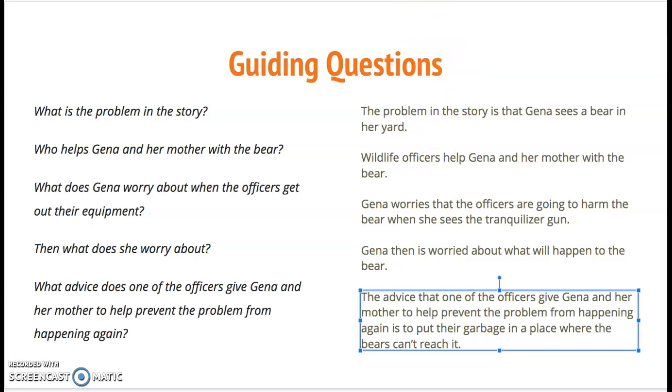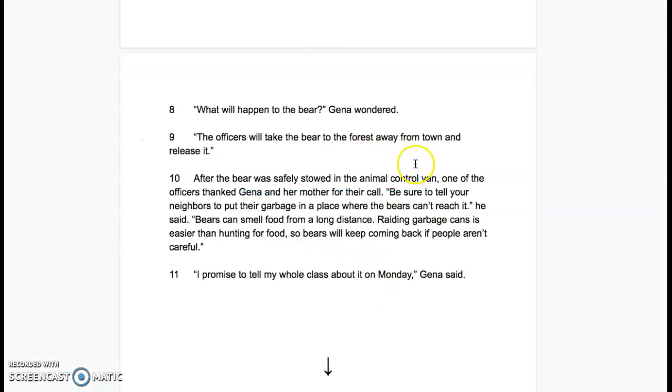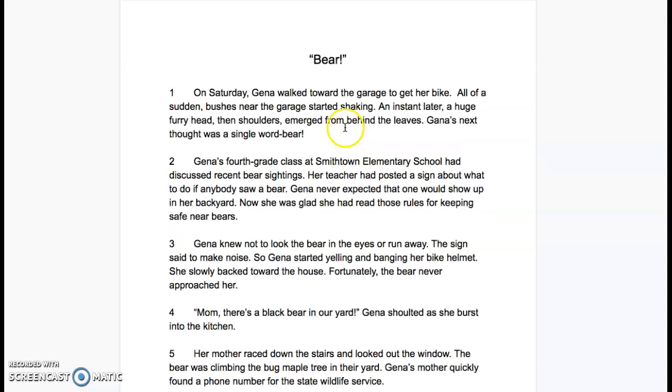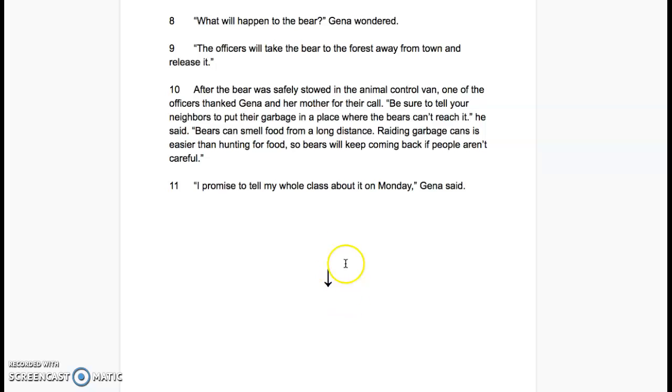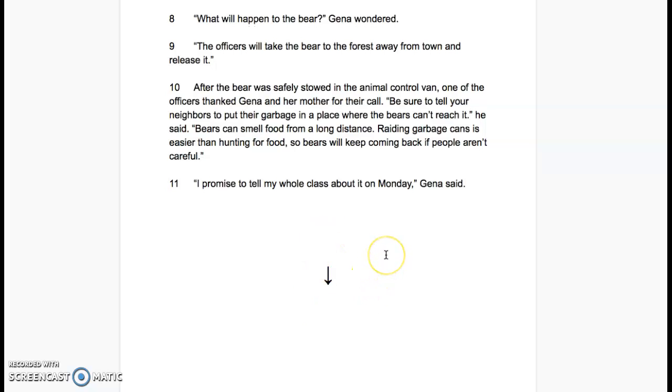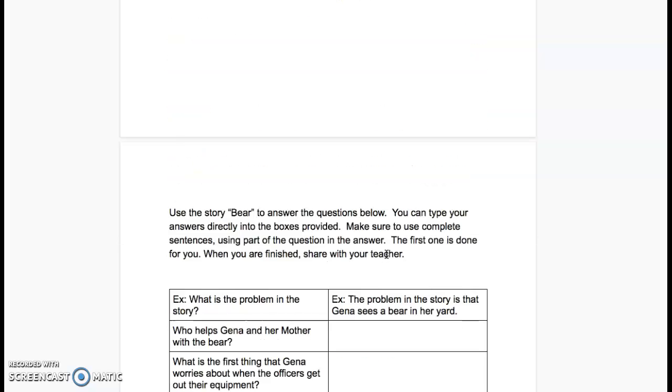So you're going to go into Google Classroom and you will open up the assignment. It will be called Bear. Okay, you will have the text on the top, just like this. Okay, and you'll see there's an arrow right here. The arrow is telling you, hey, please go down. Okay, I've made one of these so everybody can do their own.